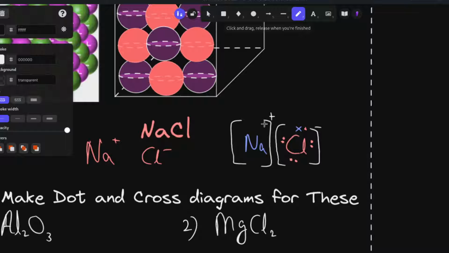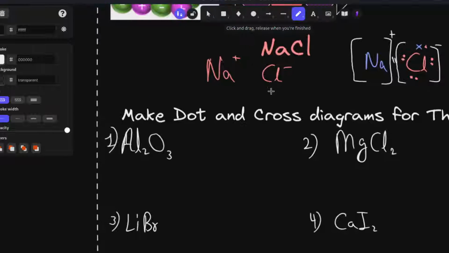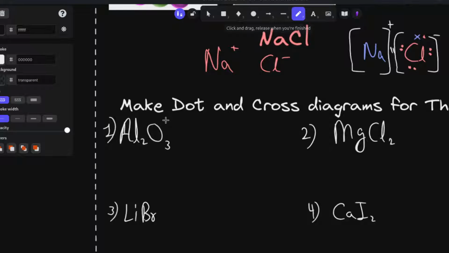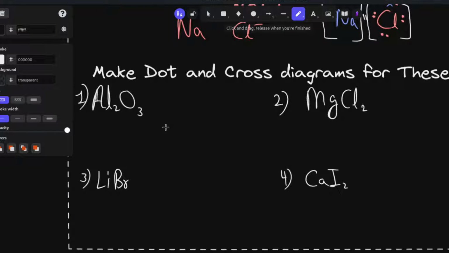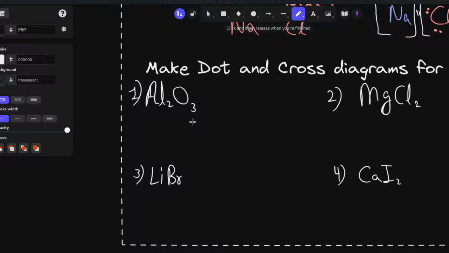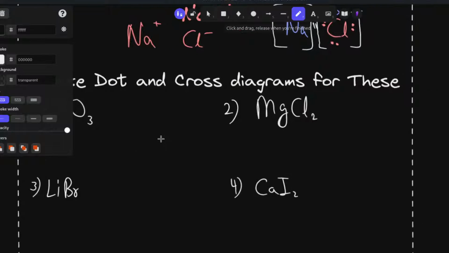And this attraction between them is quite incredibly strong. Now let's try to make this dot and cross diagram for other atoms. How can we do that easily? Is by realizing an easy step to do that. Right? So there are two methods for us to evaluate that. Let's first of all do an easy one.